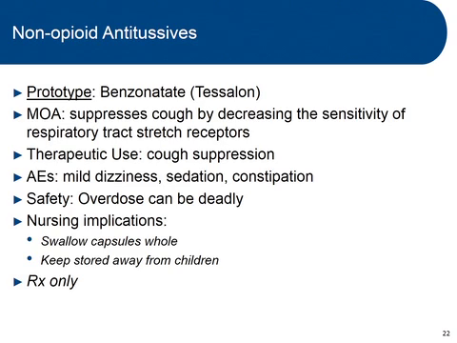The second non-opioid antitussive is benzonatate or Tessalon. Some of you may know of this as Tessalon pearls. This drug acts by suppressing cough through its ability to decrease the sensitivity of respiratory tract stretch receptors. This drug is actually structurally similar to tetracaine and procaine. These are both local anesthetics. But ultimately, they're affecting the cough reflex pathway. And so that's ultimately how they're suppressing cough.